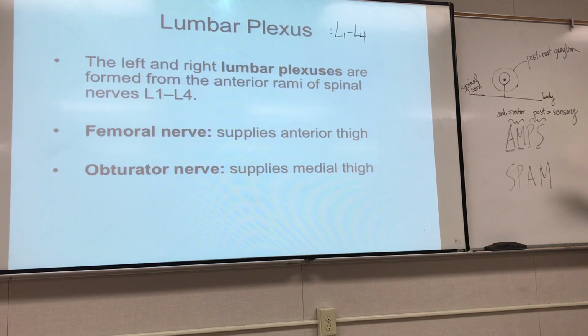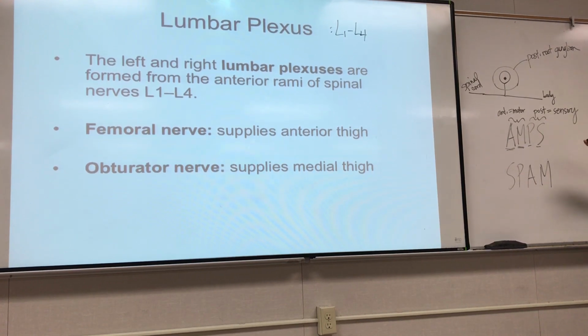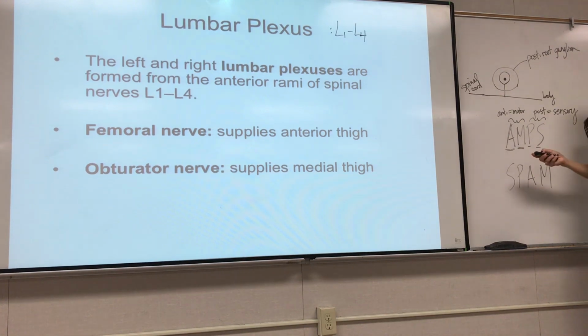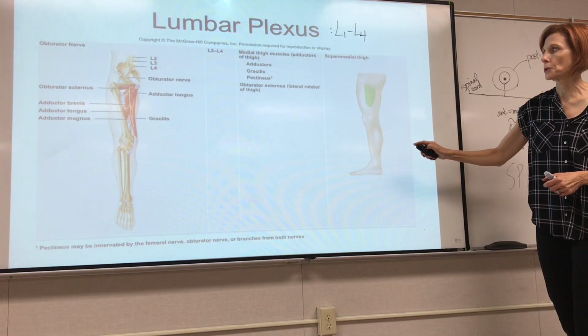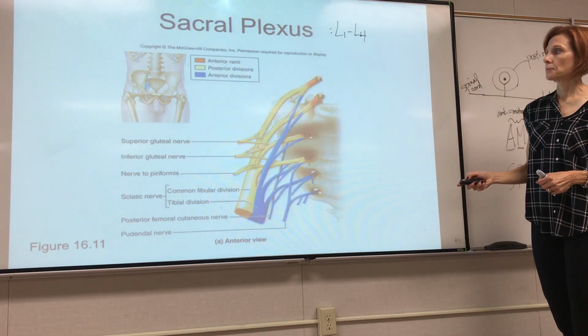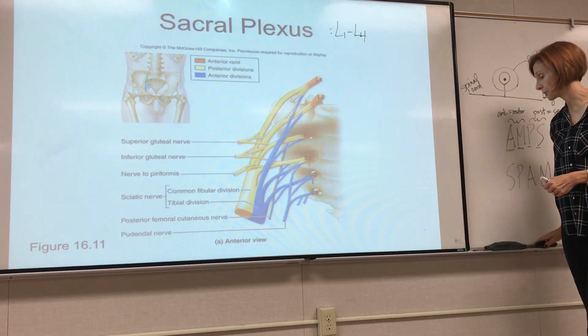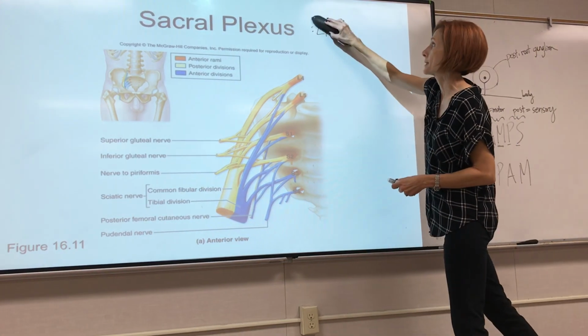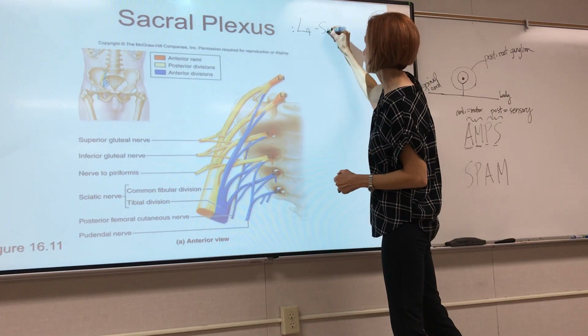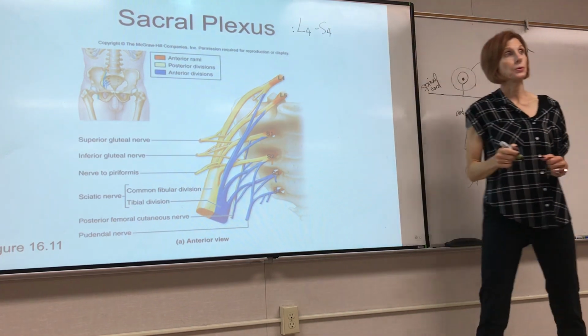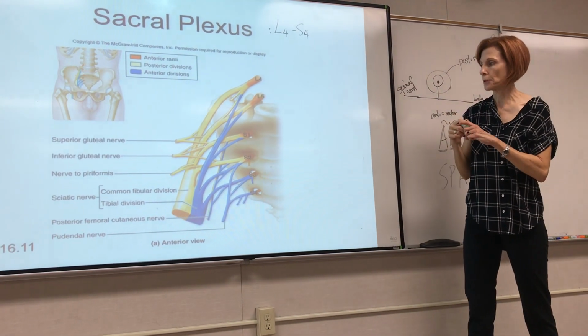Okay, and one more plexus, which is the sacral. Okay, so again, this is just for fun. You don't have to know this much detail. Okay, so the sacral plexus is formed from L4 through S4. Okay, L4 through S4. So L4 contributes to both the lumbar and the sacral plexuses.